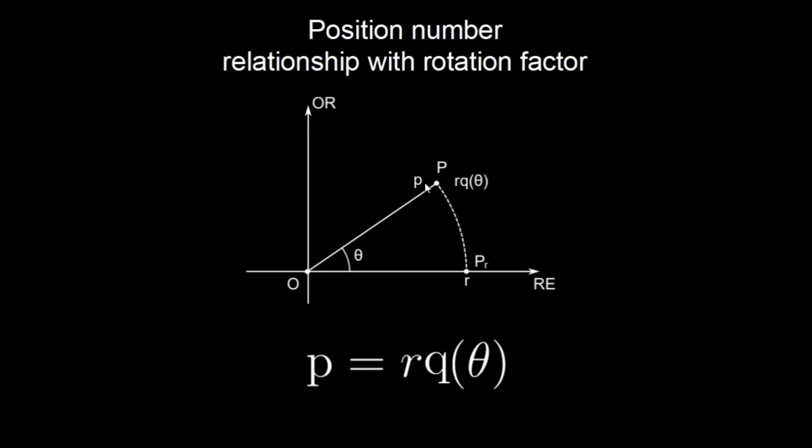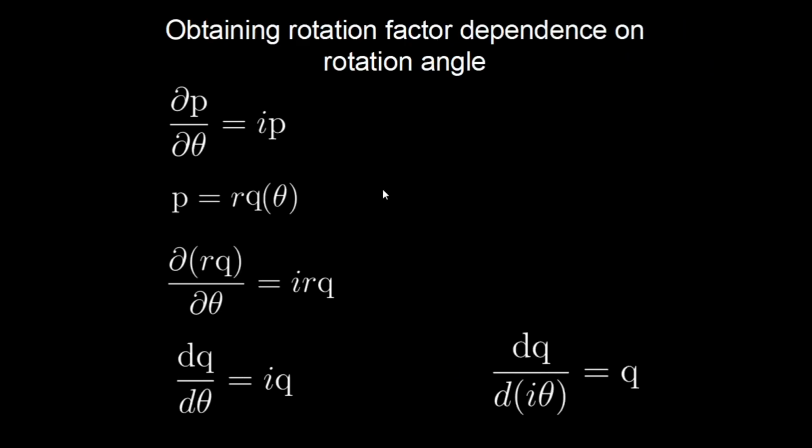whose position number is RQ theta. The point capital P is also represented by position number lowercase p. Therefore, by the definition, we have this relationship: p equals RQ theta. Next, we will obtain the rotation factor dependence on rotation angle. This is the fundamental equation. This is the position number relationship with rotation factor.